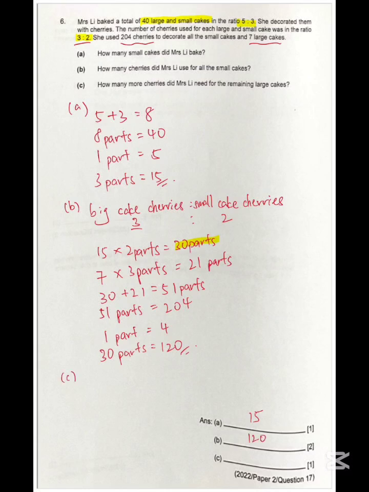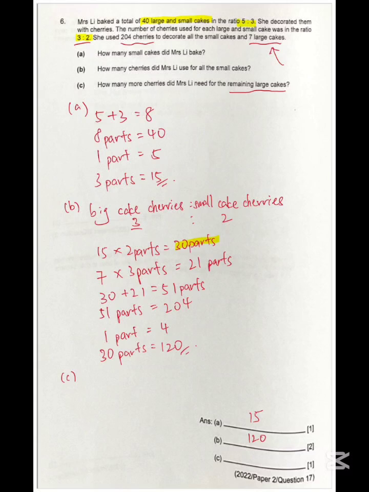Okay, so for part C. How many more cherries did Mrs. Lee need for the remaining large cakes? Oh, okay. So let's calculate how many large cakes we have first. So what the remaining large cakes means over here, right, is that we only use cherries for 7 large cakes, right? But it doesn't mean that we have 7 large cakes, correct? So the remaining large cakes refer to those large cakes that don't have cherries. So those that are other than these 7 large cakes.